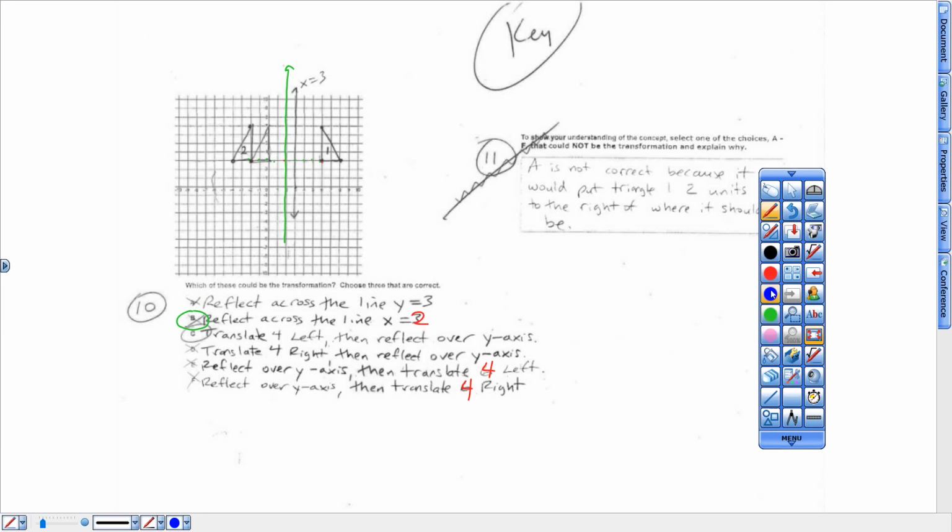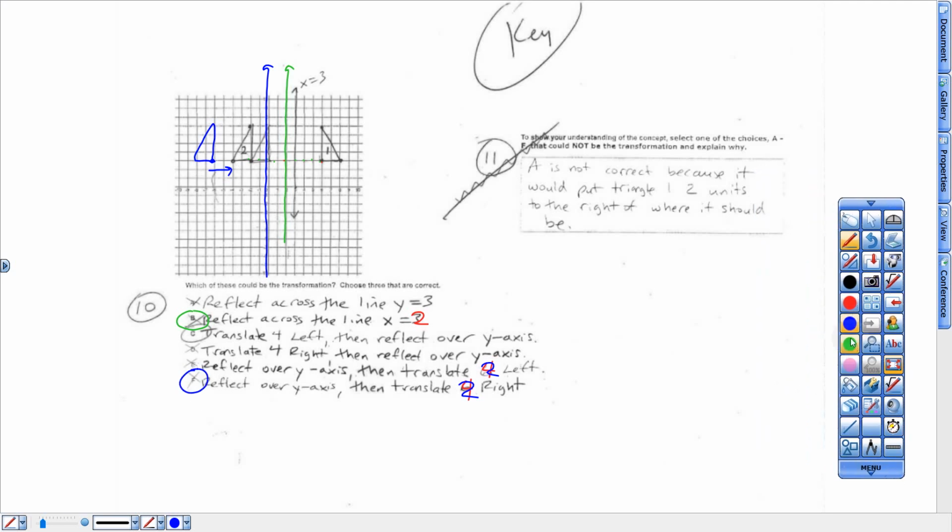So here's my y-axis. Would be 1, 2, 3, 4, 5, 6. And looks like I made another mistake. Looks like these would have to be 2s. And then after that reflection, 2 to the right. That's really the third answer I was looking for, but of course I messed up. And then of course look for this explanation here.